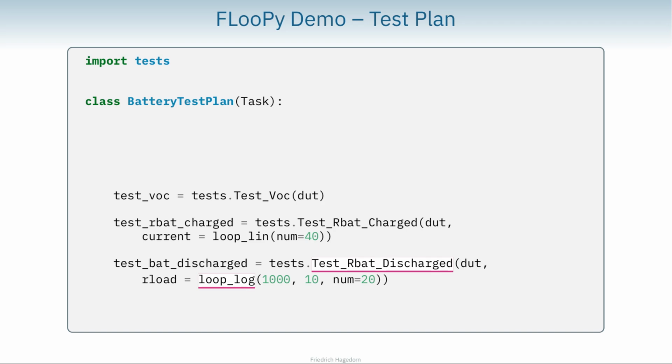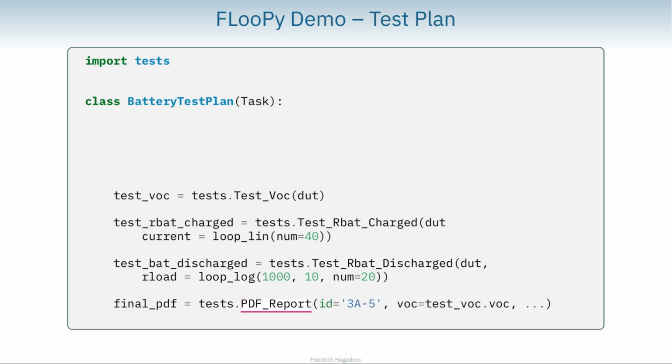In the third test case for the discharge process, we have to raise the load resistance. To do this, we use a logarithmic scale. And finally, we create the desired PDF report. Basically, our test plan is now fully configured. If necessary, this configuration could also be used in the next hierarchy level, but we will stick with it and want to execute the test plan.